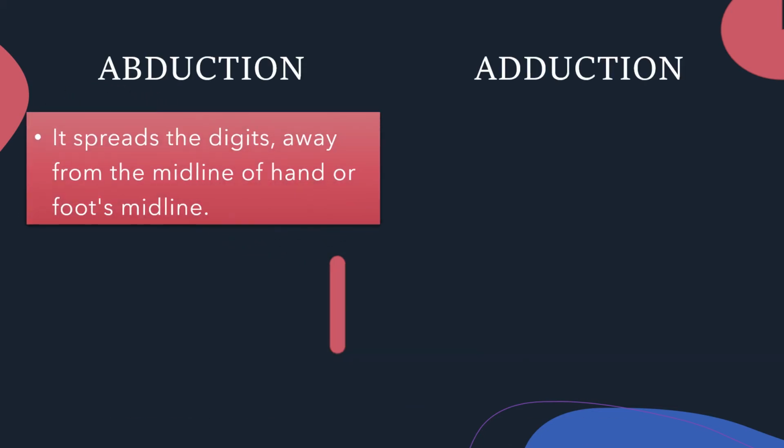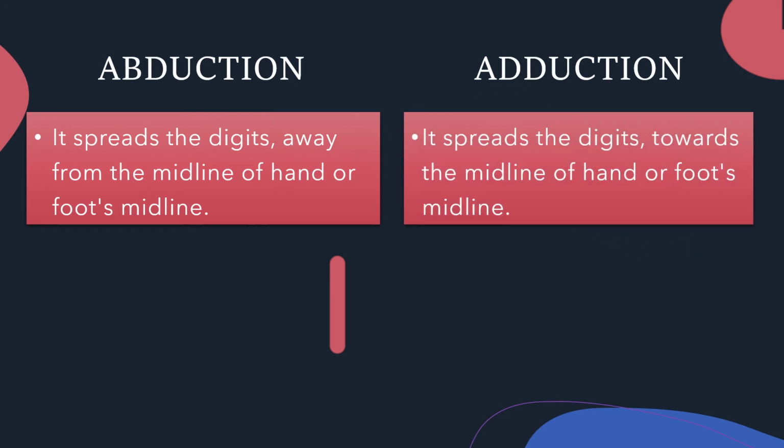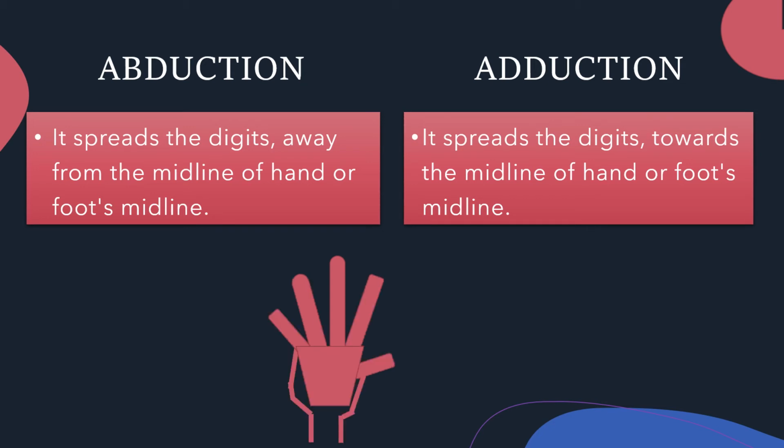If it spreads the digits away from the midline of the hand or foot, it is called abduction. If it brings the digits towards the midline of the hand or foot, it is called adduction. This picture depicts digit abduction, in which you have gaps between each digit. And if your digits are moved back to the normal anatomical position, that is digit adduction.